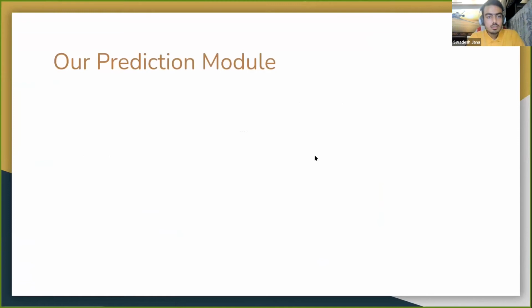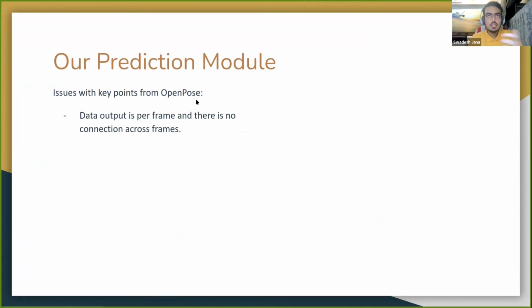Next, we use these key points in our prediction module. Firstly, we'll discuss some issues with the key points. When we get the key points, they are per frame. There's a file for each frame, and it marks person one, these are the key points, person two, these are the key points. In the next frame, it again says person one, person two, but it doesn't say whether the person one in this frame is the person one in the previous frame. Possibly the angle has changed, and there's another person one. So OpenPose doesn't give us any idea of that.